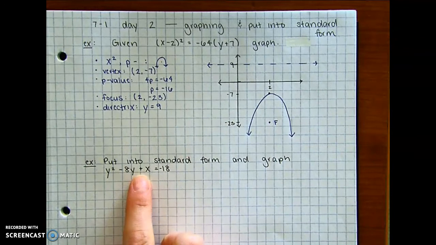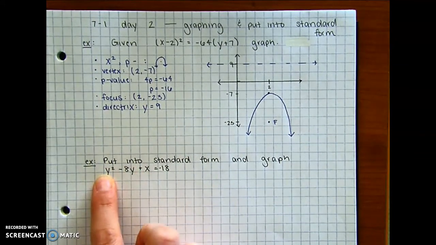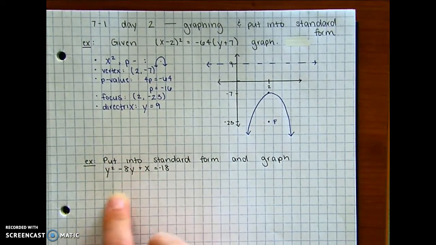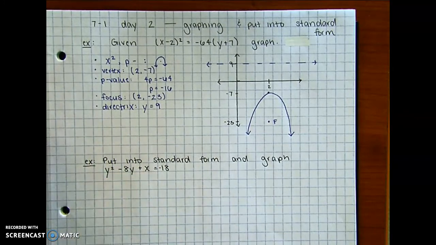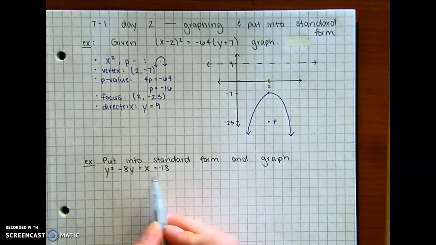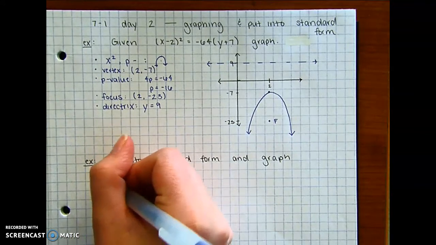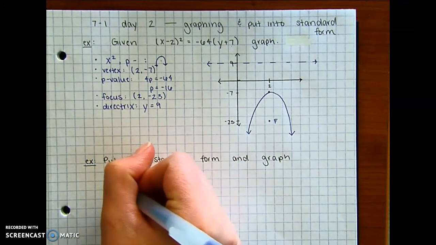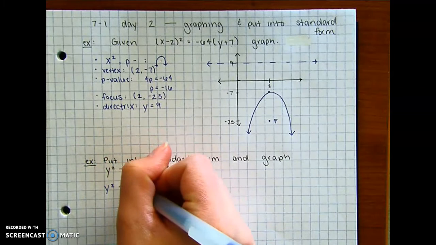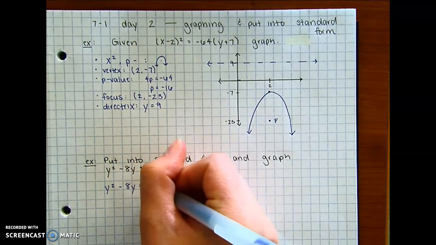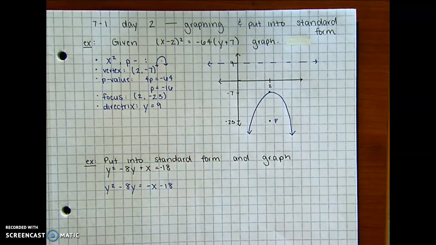So because this x is over here with the y squared, this is what we're going to want to basically complete the square of, right? Because it's already squared. So the first thing I need to do is move that x to the other side. So I'll have y squared minus 8y equals negative x minus 18. Okay, now we need to complete the square.